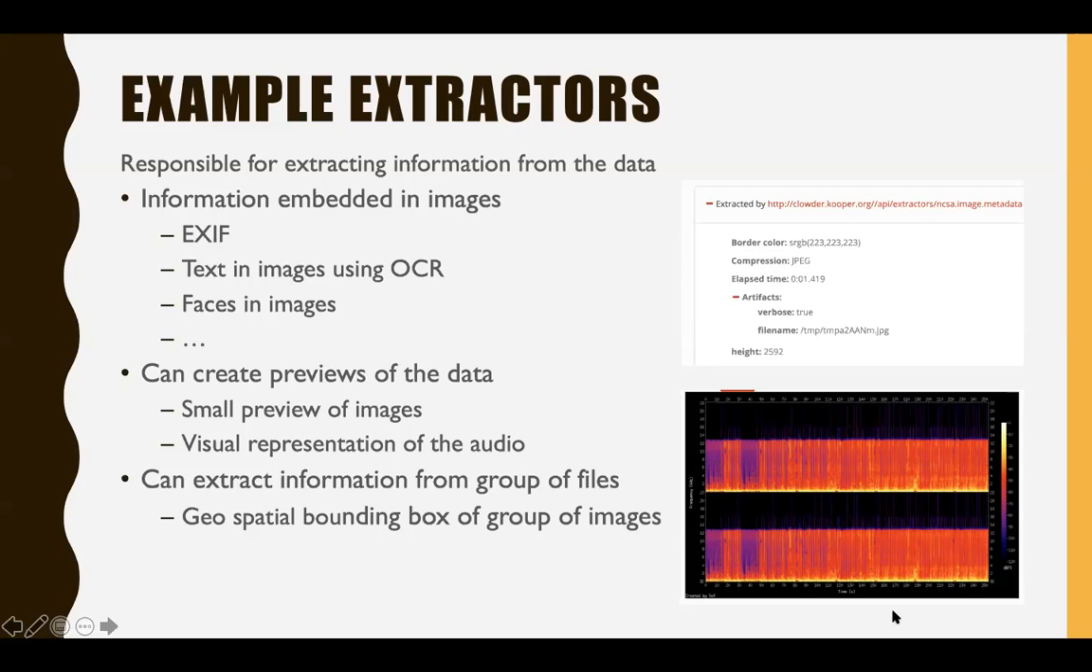It can also be used to extract information from a group of files. So if I have a data set with many files, or a collection with many files in it, I could write an extractor that takes all the images, looks for the geospatial information in those images, and says all these images are located around this area on a map. I can use that to give you a bounding box of where all these images are.